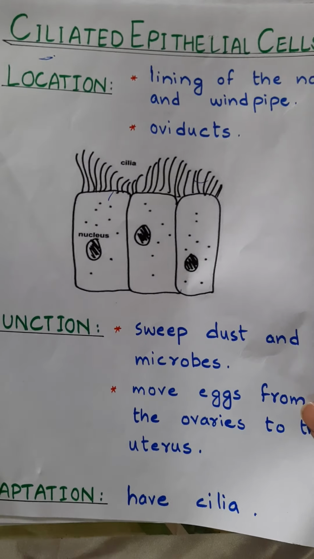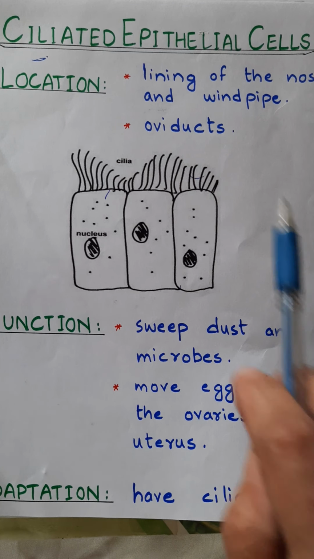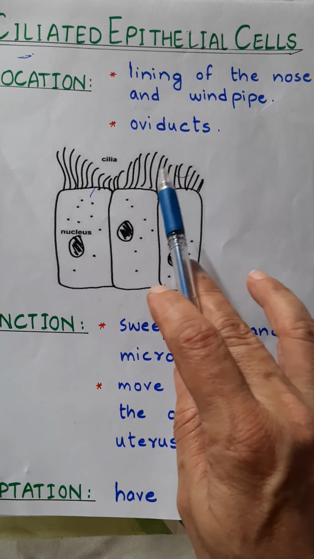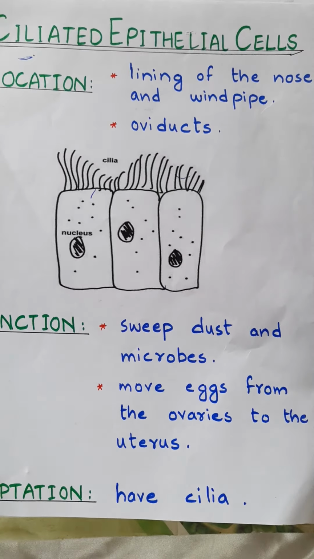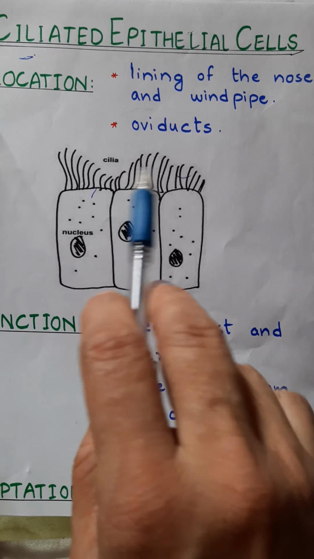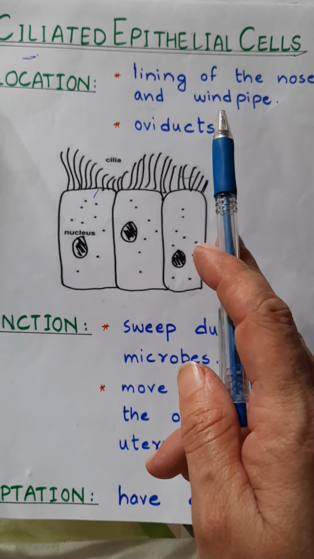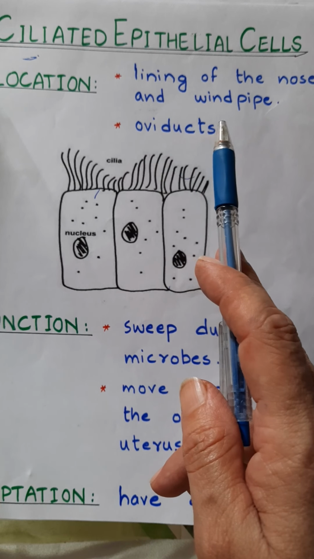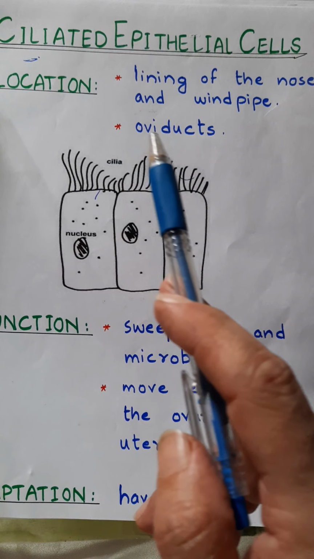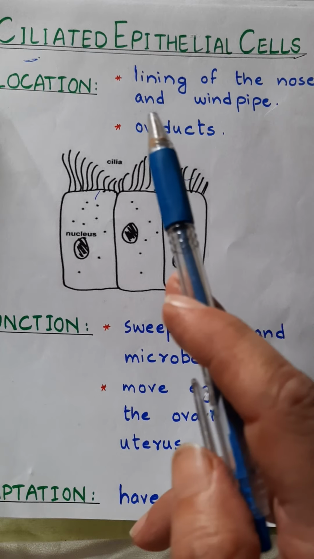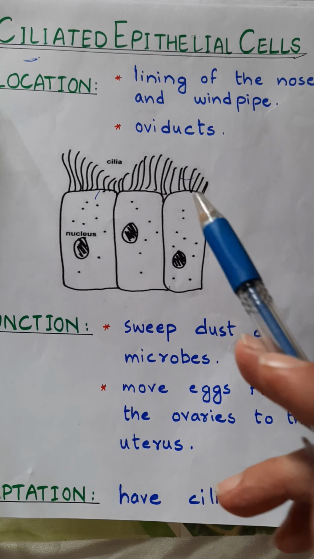Then comes the ciliated epithelial cells. Where are they present? They are present in the lining of the nose and in the windpipe, and also in the lining of the oviducts. You know about the nose. It's one of the organs involved in respiration, and the windpipe is also one of the organs of the respiratory system, and the oviduct is that duct or tube-like structure through which eggs inside the body are moved to the uterus. How? I'll explain it later on.